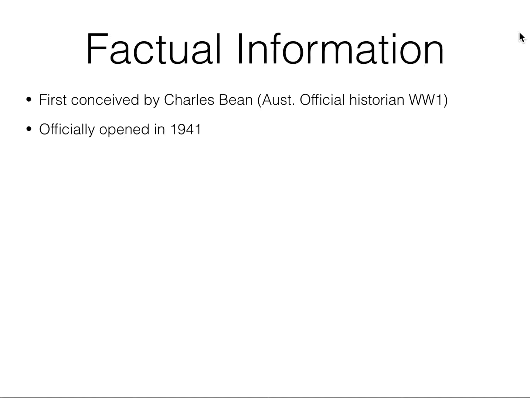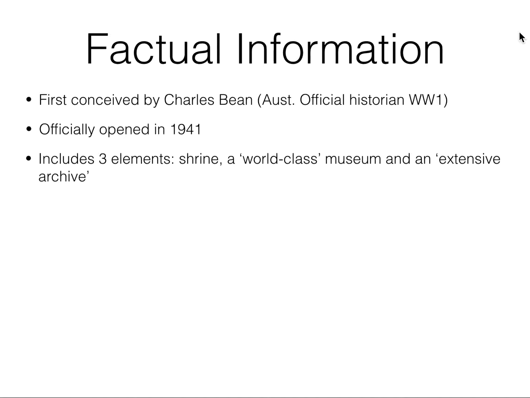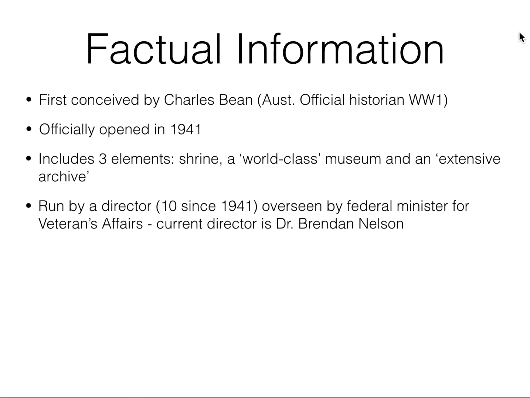It took some time, obviously, for that to become a real thing. I think there was a competition in the late 1920s, about 1927-28, when they took designs from architects, and the design was decided upon, and in 1941, during the Second World War, it was officially opened. Formally, the institution actually includes three elements. There is the shrine. There is also what they call on their website a world-class museum, the exhibits that many of us have seen, and also an extensive archive, which is available to professionals and the public through the Research Centre. So it is, as I said, a complex institution.